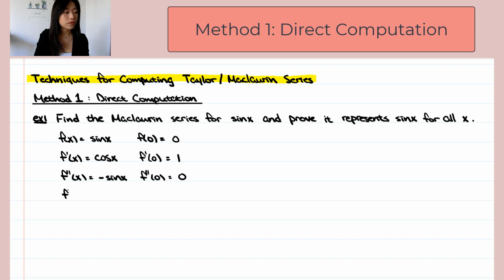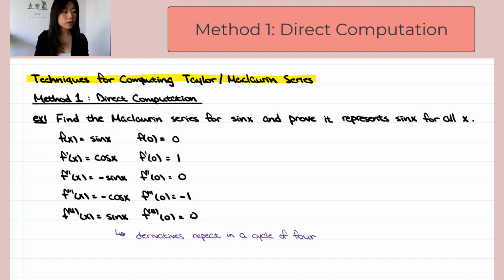How about the third derivative? The derivative of negative sine of x would be negative cosine of x. So the third derivative evaluated at 0 is negative 1. And how about the fourth derivative? The derivative of negative cosine of x equals sine of x. And now we are back to the original function, f of x. So the fourth derivative evaluated at 0 equals 0. So we can note that the derivatives repeat in a cycle of 4.